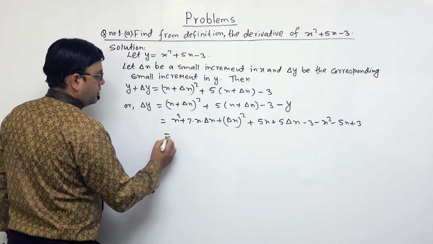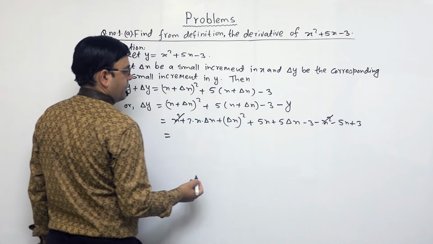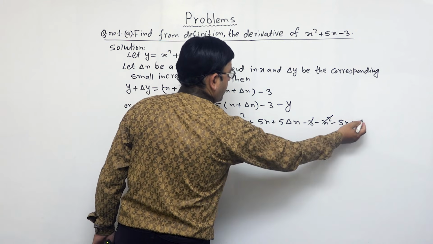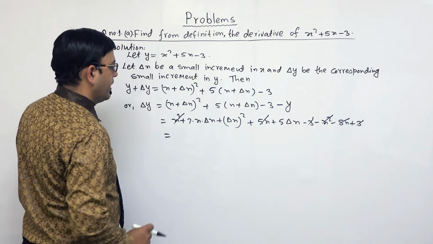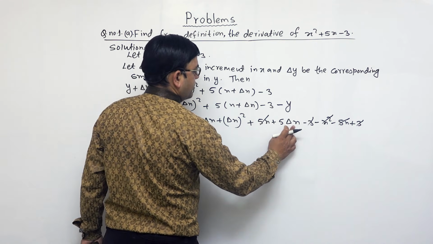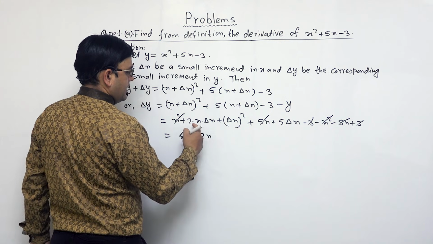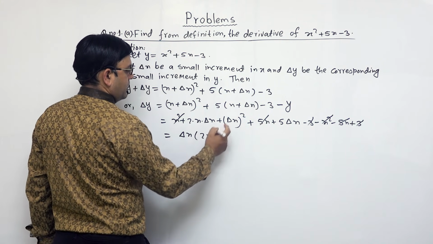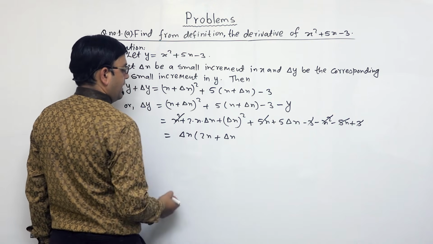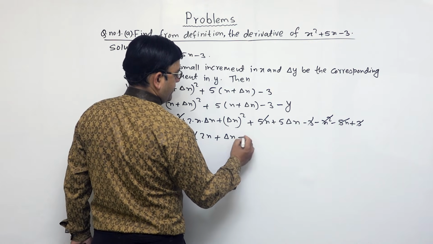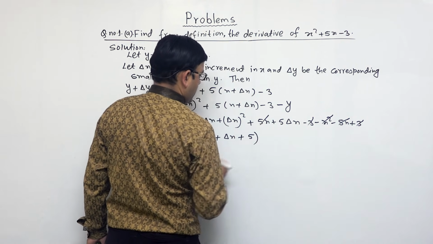Now this is equals to this x square and x square we can cancel, and this minus 3 and plus 3 also we can cancel. This plus 5x and minus 5x also we can cancel. So here is del x, here is also del x. We can take common del x. Del x is common. So here is 2x, and here is also del x. 2x plus del x, double del x, so 1 is common, plus here is 5, only this one.